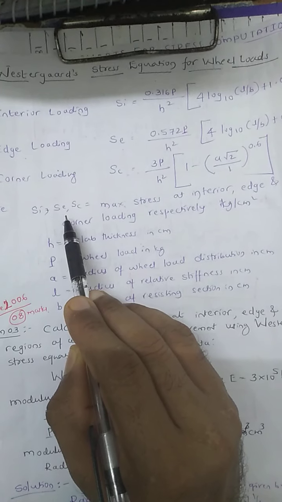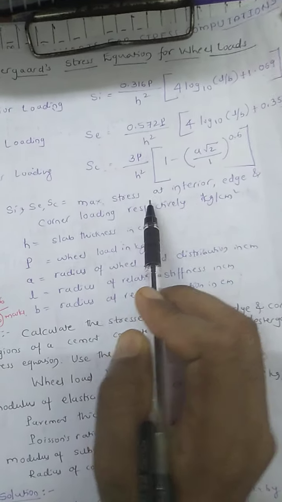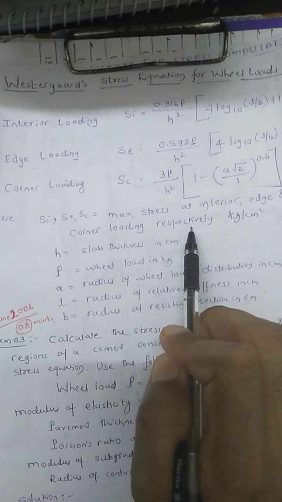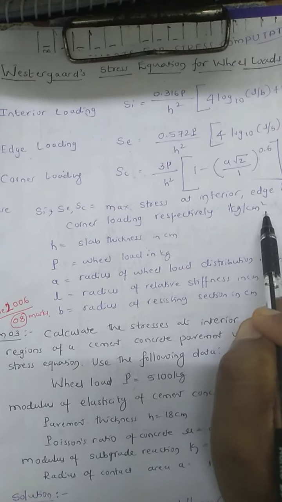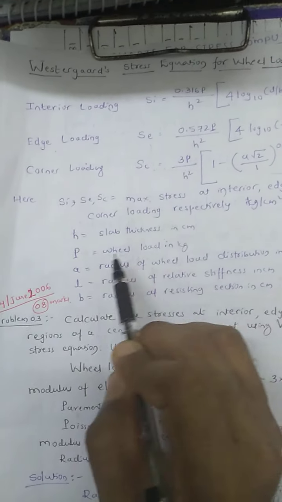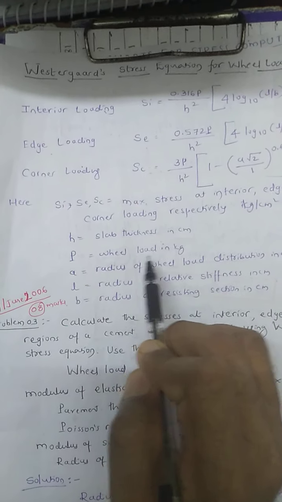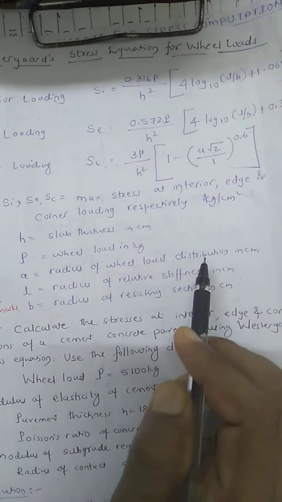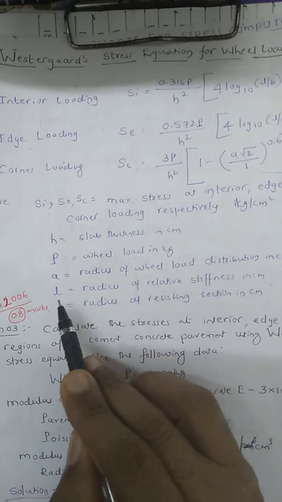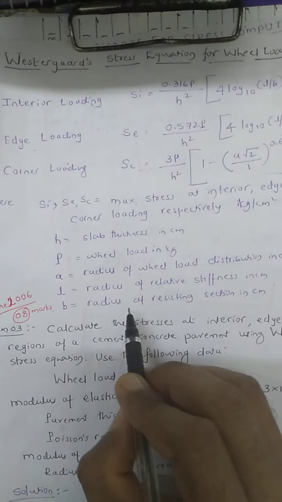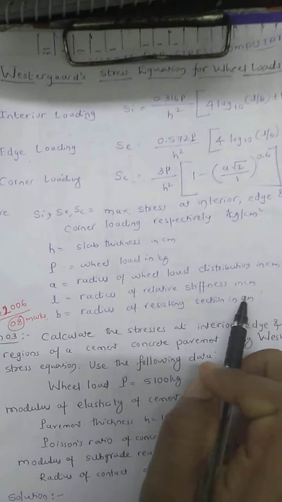So here SI, SE and SC are the maximum stresses at interior, edge and corner loading respectively, in terms of kg per centimeter square. H is the slab thickness in centimeter. P is the wheel load in kg. A is the radius of wheel load contact in centimeter. L is the radius of relative stiffness in centimeter. B is the radius of resisting section in centimeter.